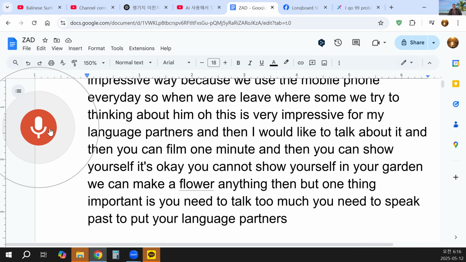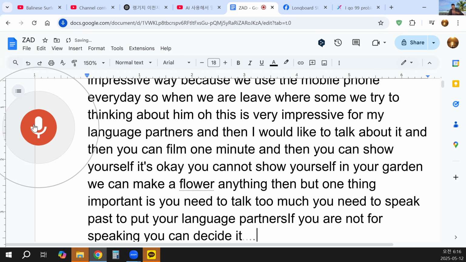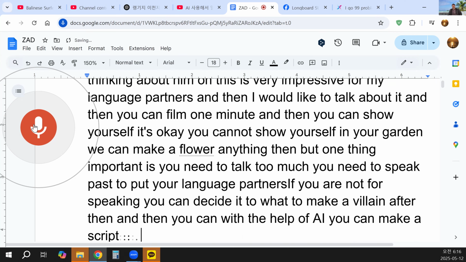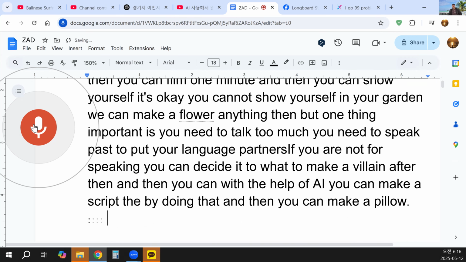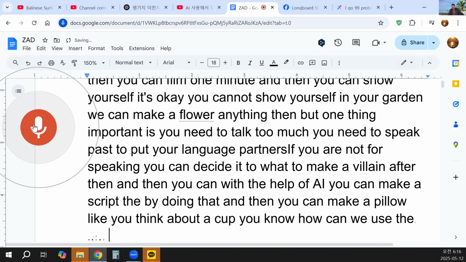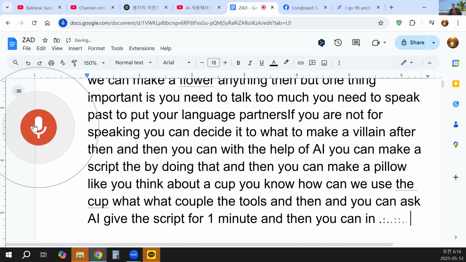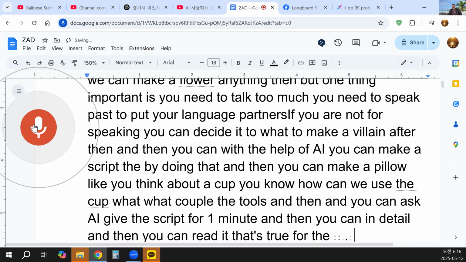And also, if you are not good at speaking, you can decide what to make a film about. After that, with the help of AI, you can make a script. By doing that, you can make a film. Like if you think about the cop, how can we use the cop? What are the tools? You can ask AI. AI gives the script for 1 minute in detail, and then you can read that script for the film. Then you can make it short.